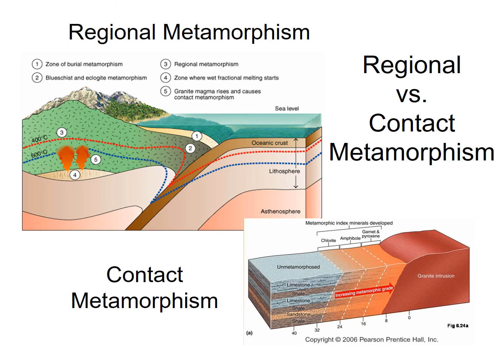Regional metamorphism. When we talk about metamorphism, there are different types based on the temperature, pressure, and fluid conditions. Regional metamorphism occurs due to high pressure and high temperature. This is a very common type of metamorphism during mountain formation processes, where you're going to have a lot of pressure and temperature involved.